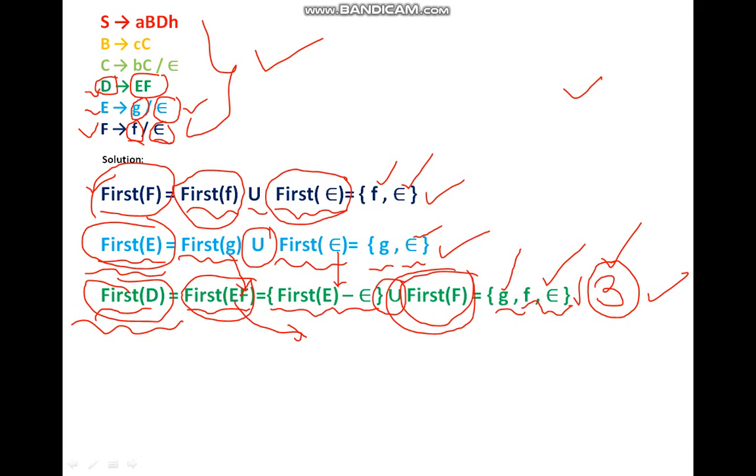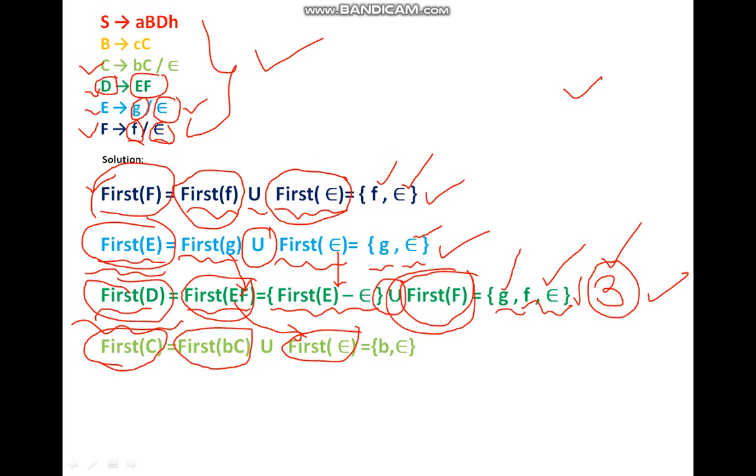Now we will calculate first of E. Sorry, C, first of C. So first of C would be first of BC, because it is one term given there, and first of epsilon. In this string BC, small b is the first terminal, so add it here, and epsilon would be added directly. So this would be first of capital C, the C variable.